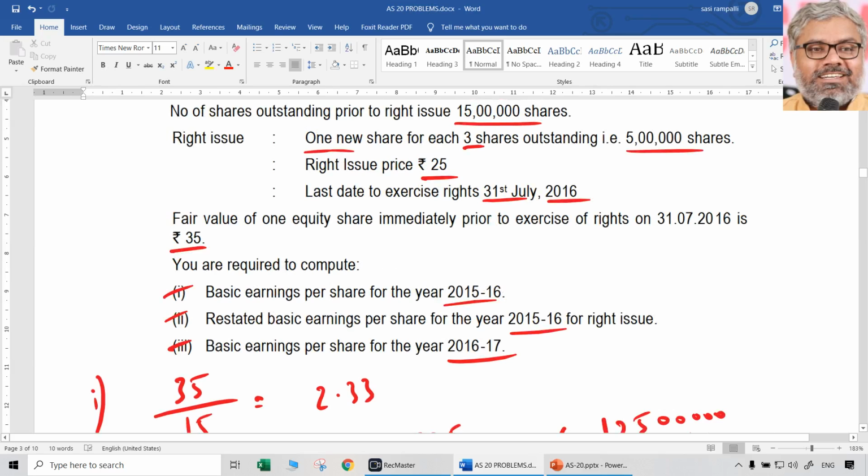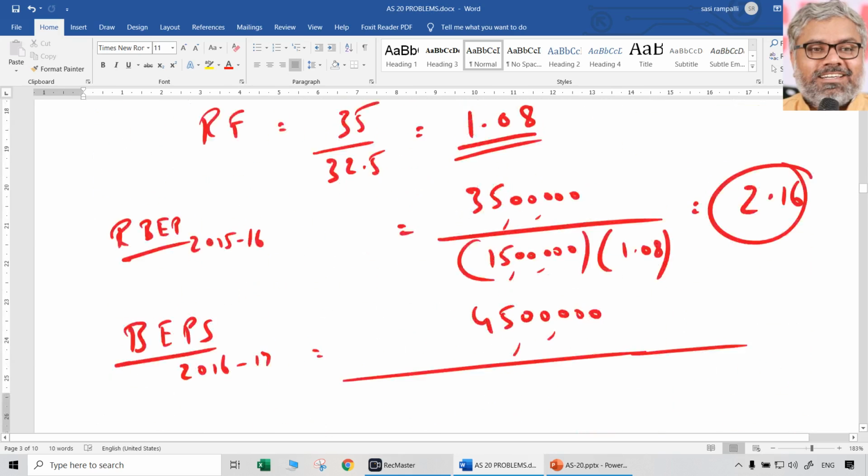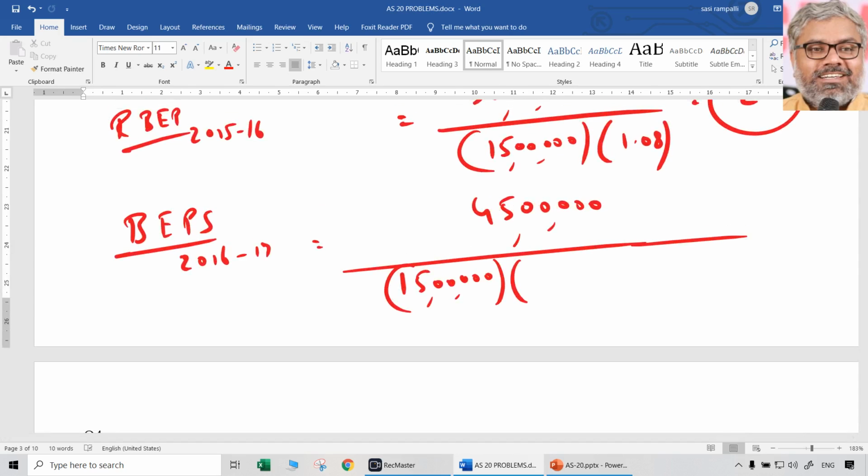Now, prior to the rights issue, every period has to be multiplied with the rights factor. For that purpose, you should know how many months are there before the rights issue. The rights issue last date for exercise is 31st July 2016, and we are talking about 16-17, the financial year. So April, May, June, July, 4 months are there prior to the rights issue. Prior to that, 15 lakh shares only were there. However, those 15 lakhs have to be multiplied with the right factor 1.08 into 4 by 12.